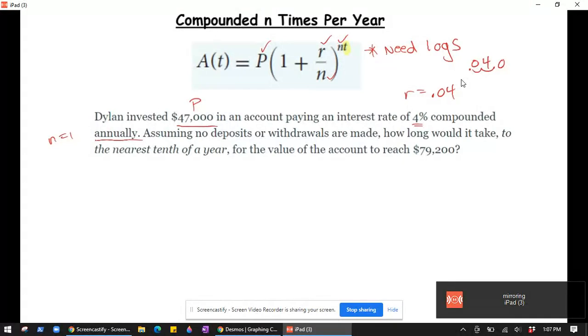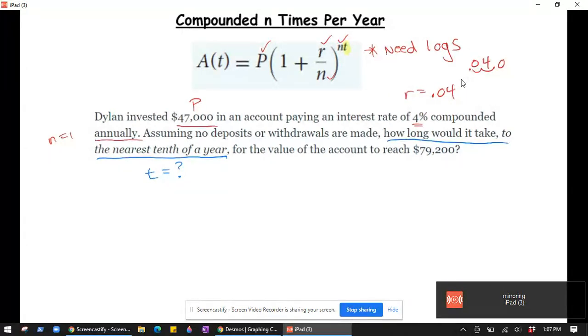Then it says, assuming no deposits or withdrawals are made, how long would it take to the nearest tenth of a year for the value of the account to reach $79,200? Let me underline the question. How long would it take to the nearest tenth of a year? That's telling me I don't know what the time value is. Okay, so I put a question mark there. That's what we're solving for.